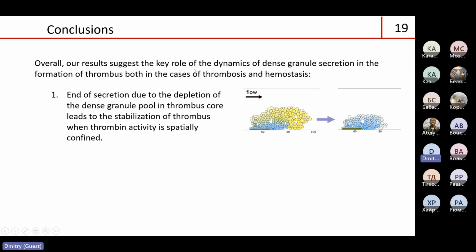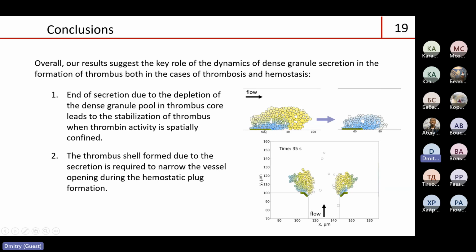So first of all, our results suggest that the dynamics of secretion might be really important, and we probably can explain this three-stage dynamics of thrombus formation by the fact that thrombin activity is confined within the thrombus, and that means that at some point all the granules will be secreted and the shell will disassemble, and this is what our model demonstrates. And for this, we have a prediction that if we look at the core, we should have all the granules secreted. So this is the prediction of the model.